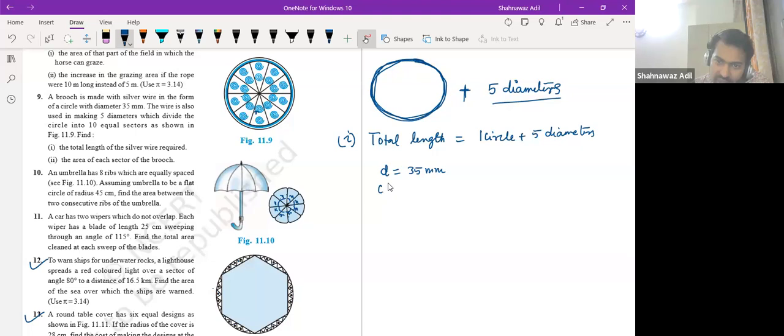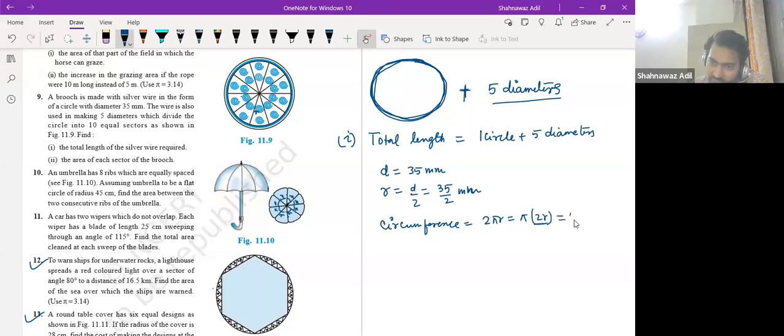So, circumference, or we can also calculate the radius. So, radius would be d by 2. So, this is 35 by 2 millimeter. And we can also calculate the circumference. So, circumference is how much? 2 pi r. So, pi, let us write it in the other side. This is 2r. 2r is how much? D, right? So let us put this value in here.